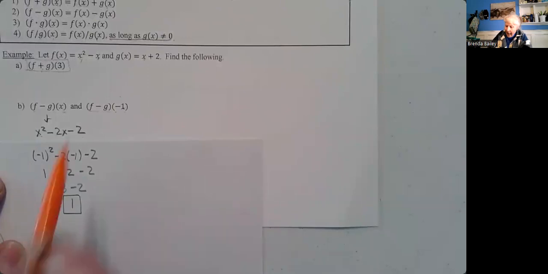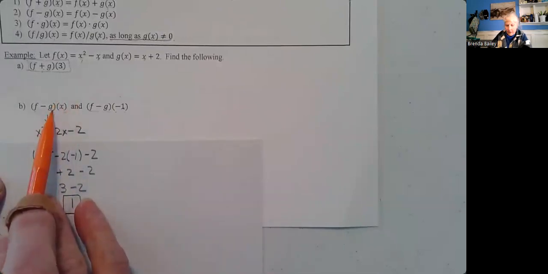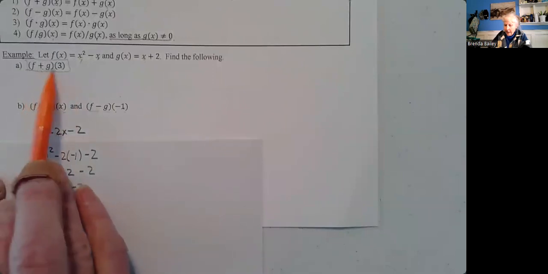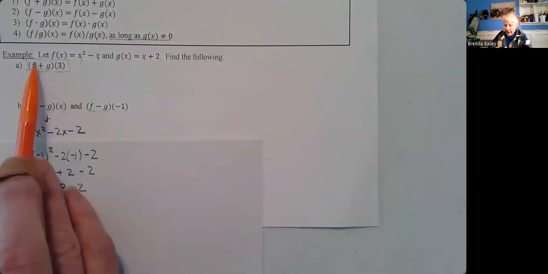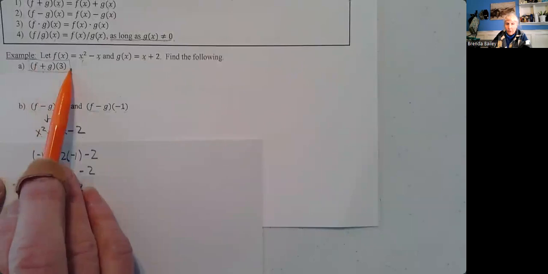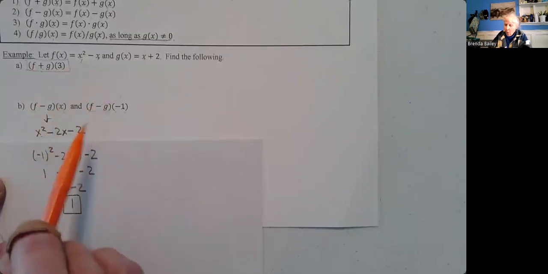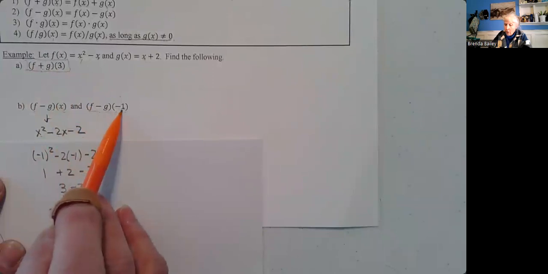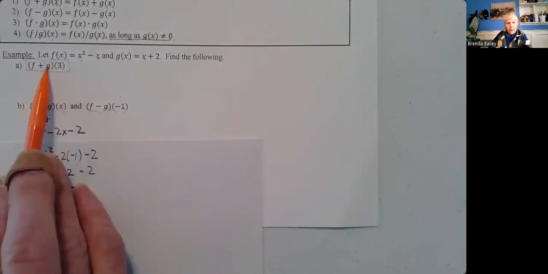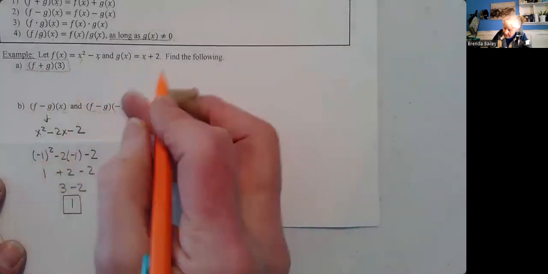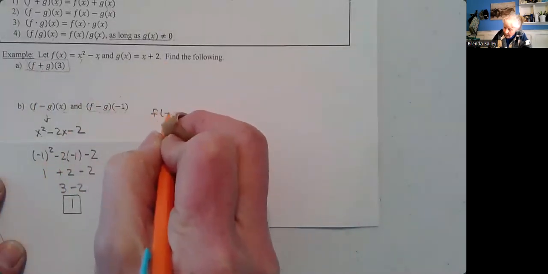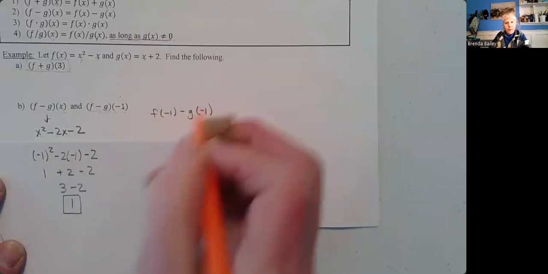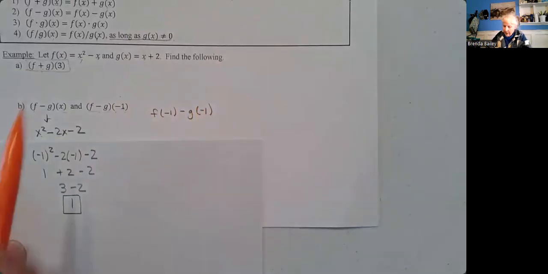But if I hadn't found that function, then I would have done this problem like I did this one. So let's go through that, and you'll see that whether you use your new function and put in a -1, or treat it like we did this one by writing f of -1 minus g of -1, separating it out using this idea.